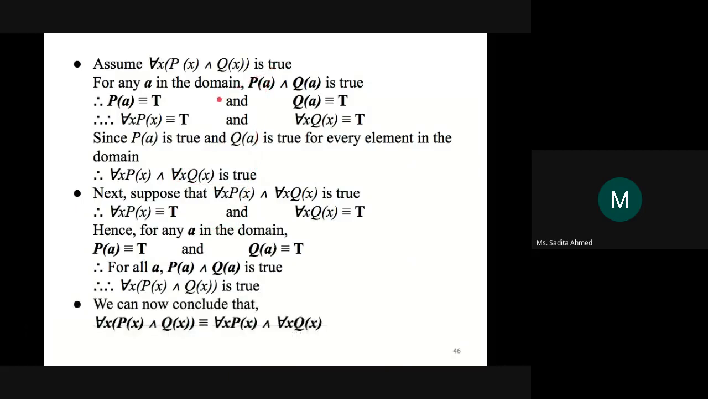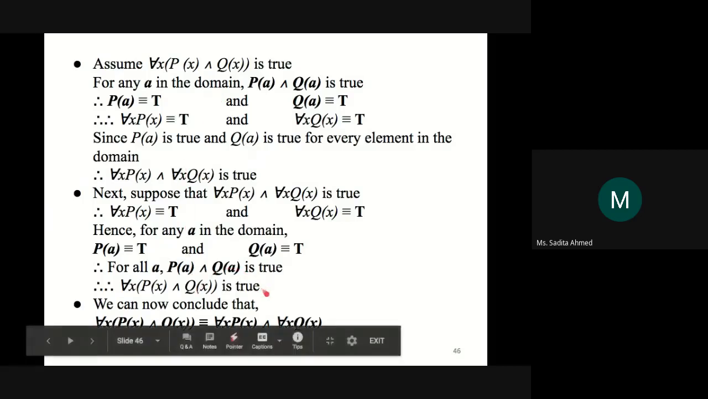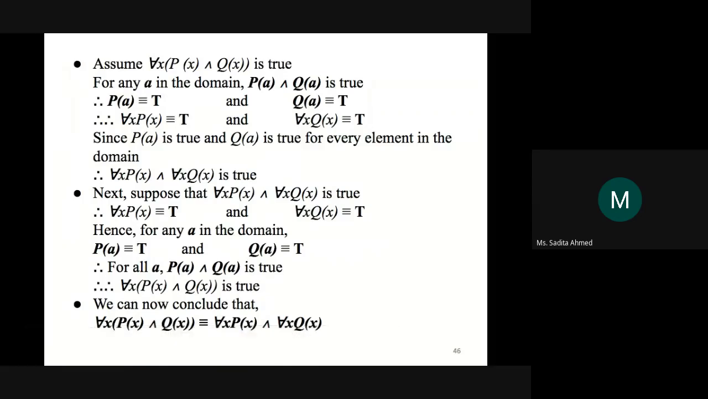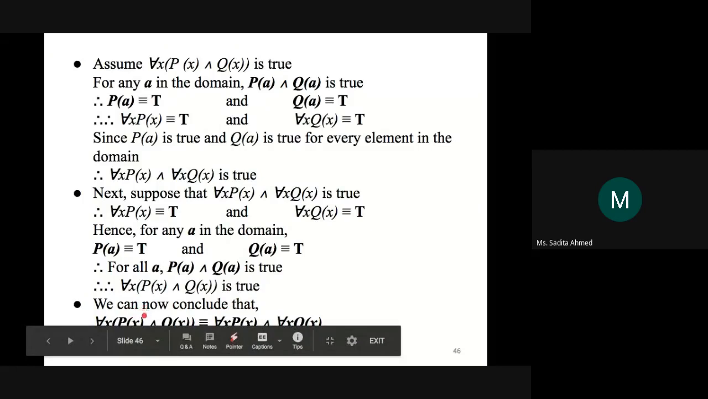Since we have proved the conditionals in both directions, we can say that these two statements are equivalent. Again, remember, we are not claiming that any of these two statements are tautologies or contradictions. That is, we are not claiming that this will always be true. We're saying that whatever truth value the left-hand side has, the right-hand side will also have the same truth value.